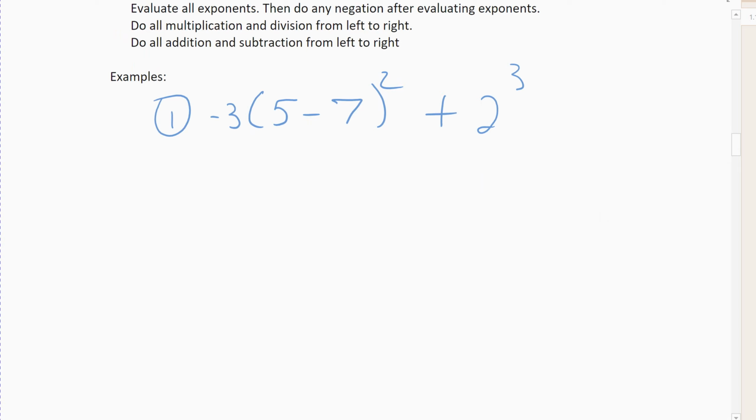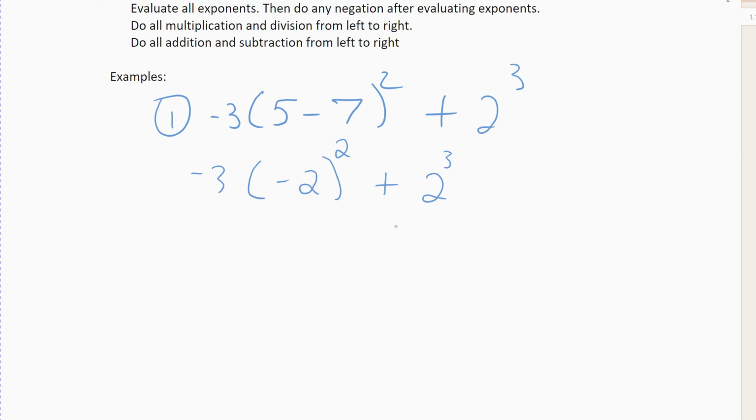So the first thing is we do have a grouping symbol, so we start there. So the first thing I'm going to do is take my 5 and subtract my 7. Everything else I'm going to leave the same. So inside my group, 5 minus 7 is going to give me a negative 2. I still have the square outside, and I didn't take care of 2 cubed, although you probably could. It wouldn't hurt anything to do that. But I'm going to follow order of operations.